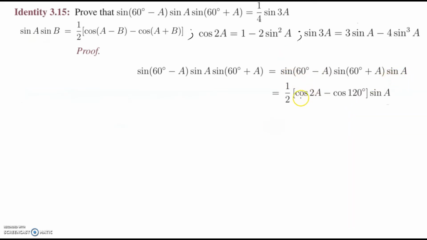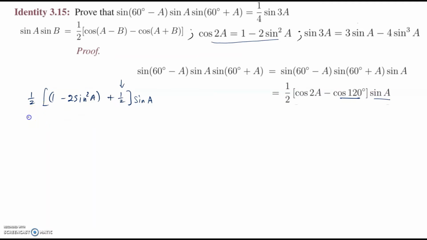Next, let's replace cos 2A using this formula. So, here this expression will become half of 1 minus 2 sin squared A, and our minus cos 120 will be equal to minus sin 30, which will be plus 1 by 2. This will be equal to this plus 1 by 2 here, and you're left with the sin A here, so into sin A.